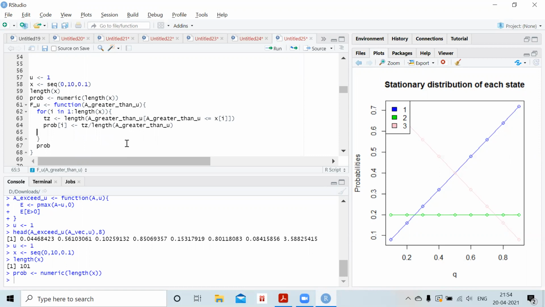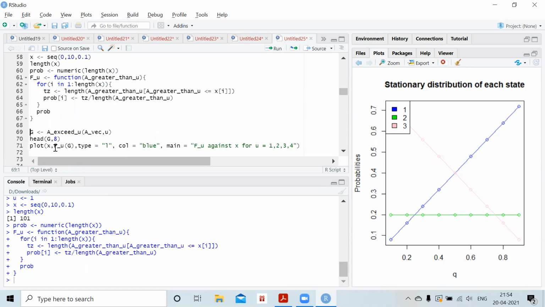Once this loop is there, outside the loop in the function, you need to call probability. If you run this inside the loop and not in the function, it will not return you the answer. So you need to run this loop over here. And then inside g, I have taken A exceed u, where A vec, comma u.